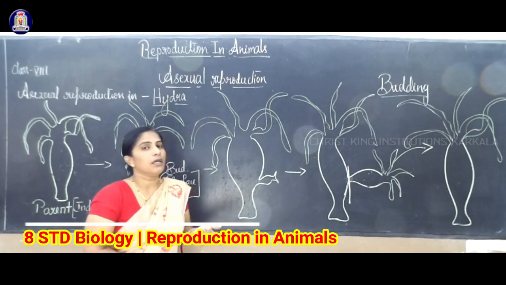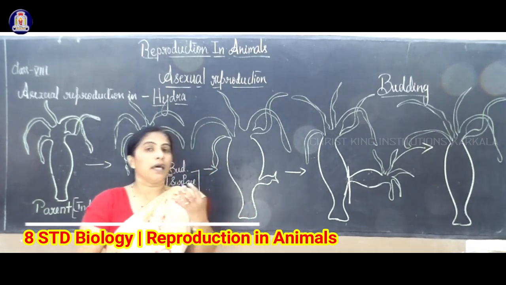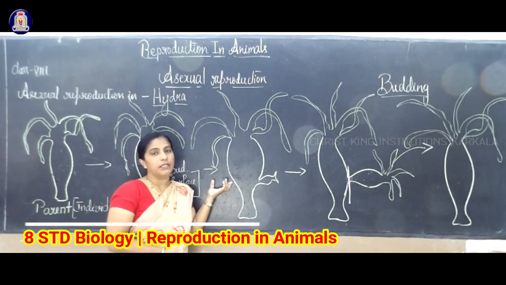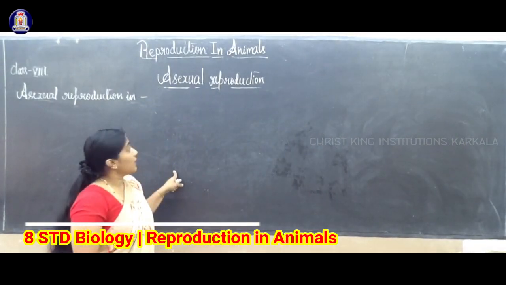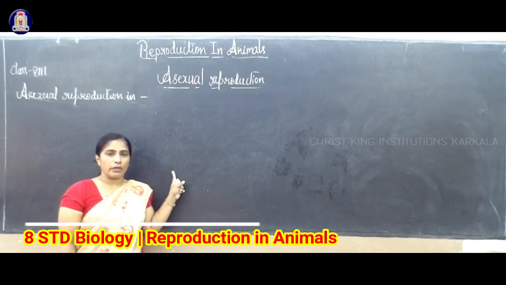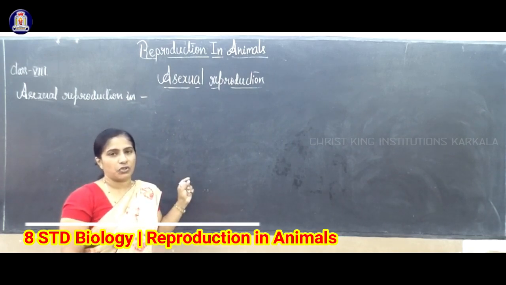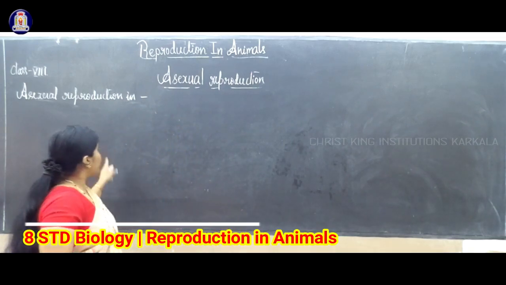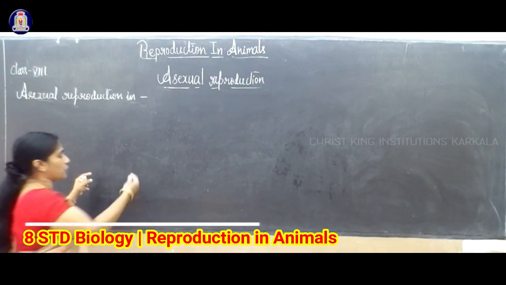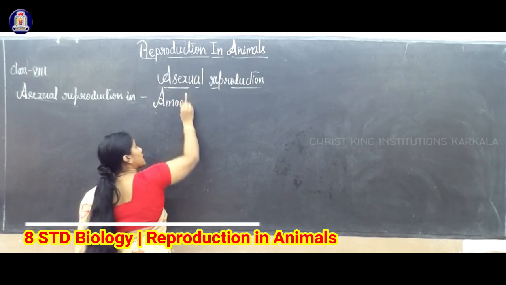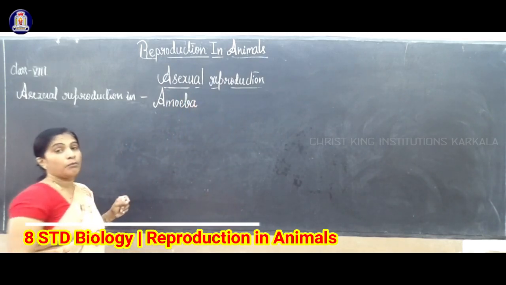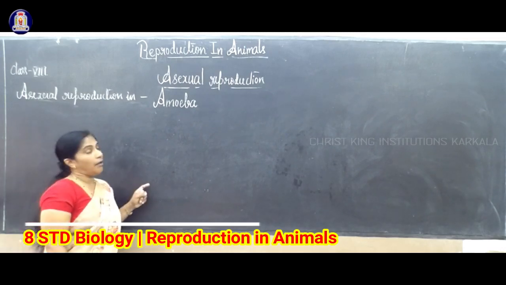Let us study one more. Asexual reproduction takes place in a microscopic organism, that is nothing but amoeba. Let us study asexual reproduction in a microorganism, amoeba. We have already studied asexual reproduction in hydra. Next we are going to study asexual reproduction in a microscopic organism, that is nothing but amoeba. A-M-O-E-B-A, that is called amoeba.